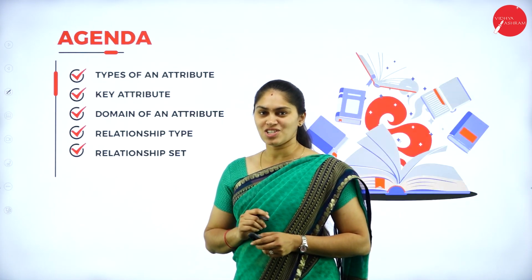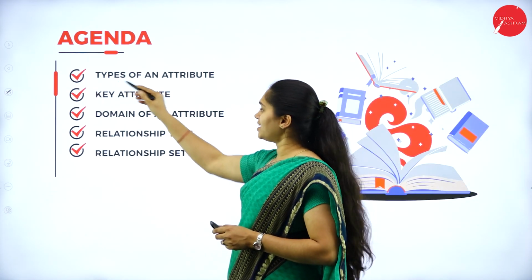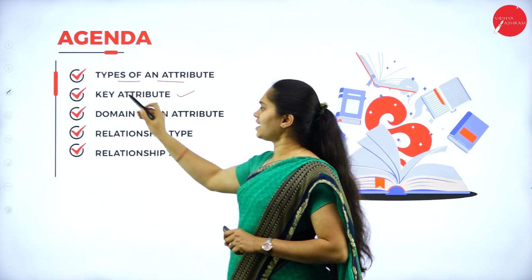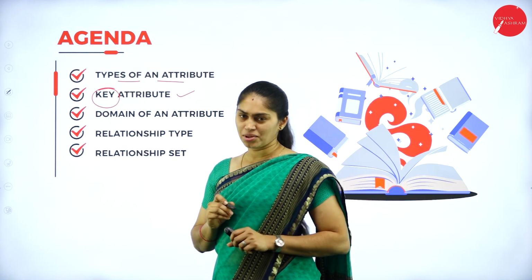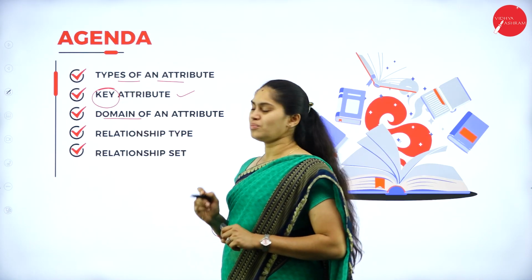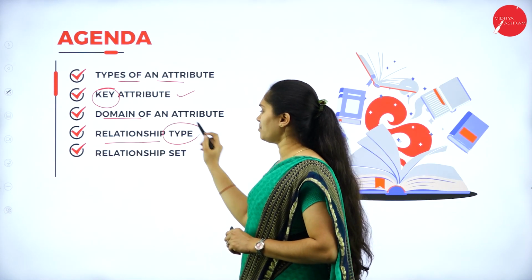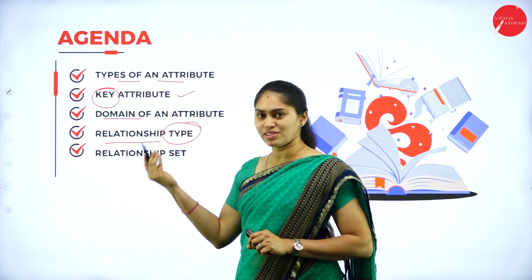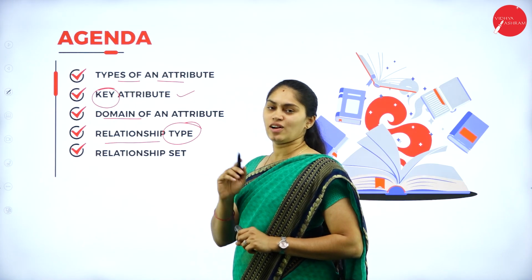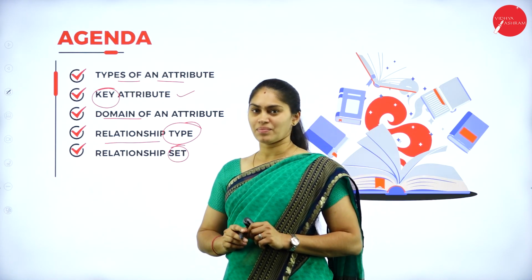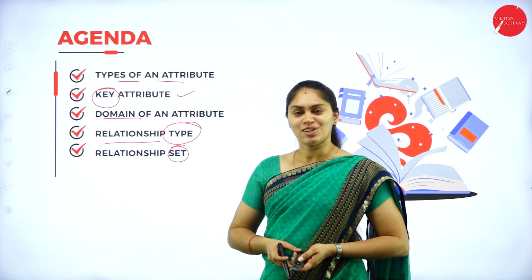In today's session, we're going to see the different types of attributes we have. Along with that, I will be discussing what a key attribute is, then what the domain of an attribute is, and at last we'll see what a relationship type is. As we did for entity type and entity set, here also we have a relationship type as well as a relationship set. That is what I will be discussing in today's session.